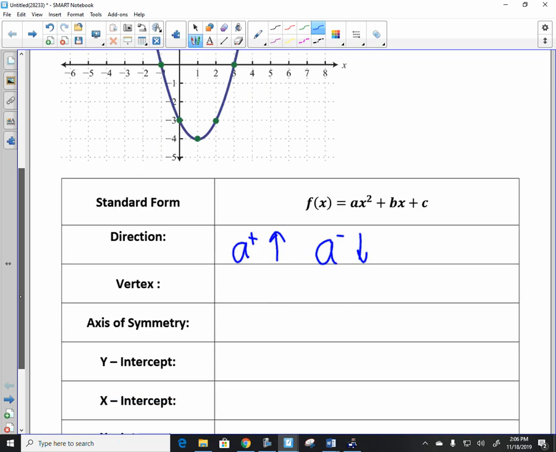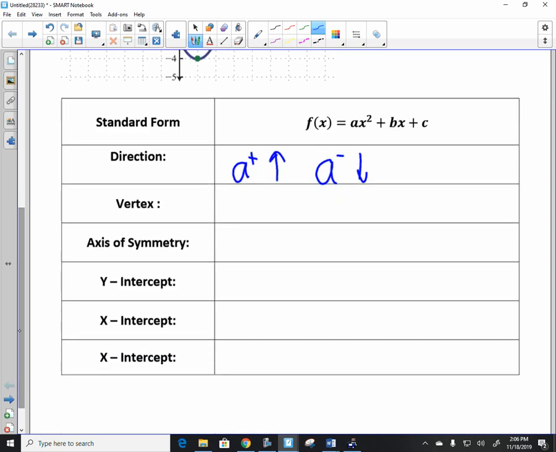The next part of the parabola that's easiest to identify is actually the y-intercept. The y-intercept happens when x is equal to what? X is equal to 0. So if you plug 0 in for x, you can see that those are going to go away, and you'll be left with c.